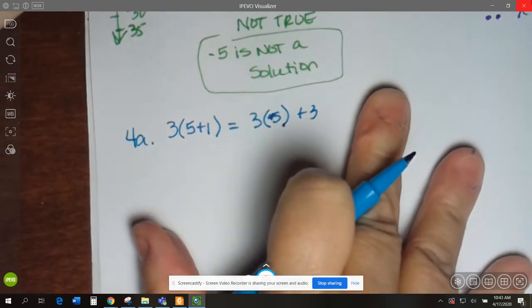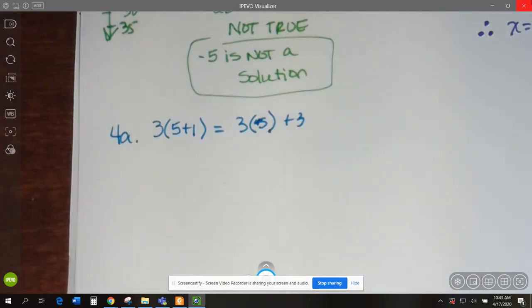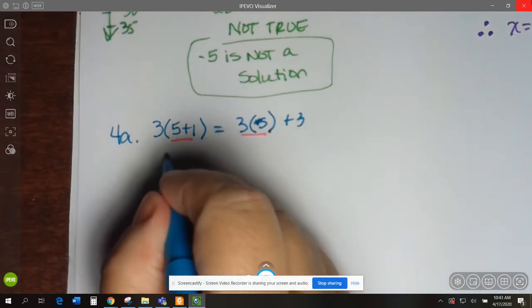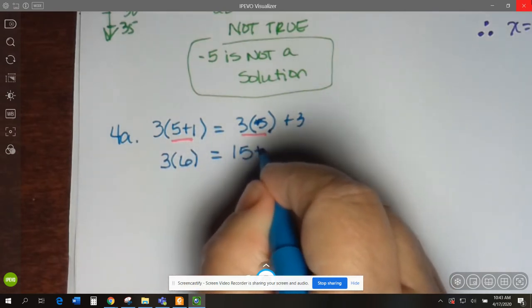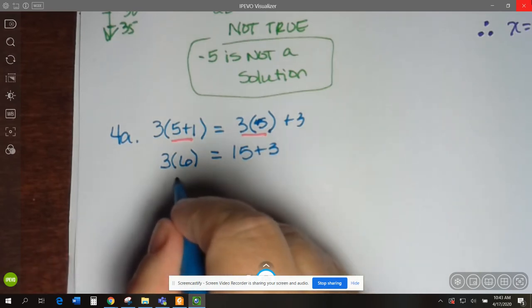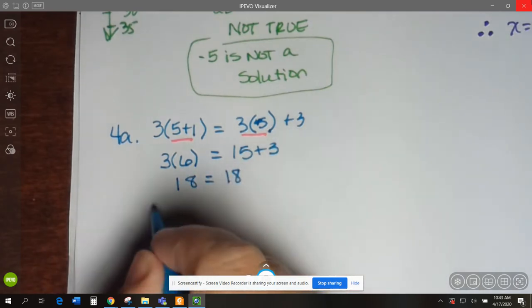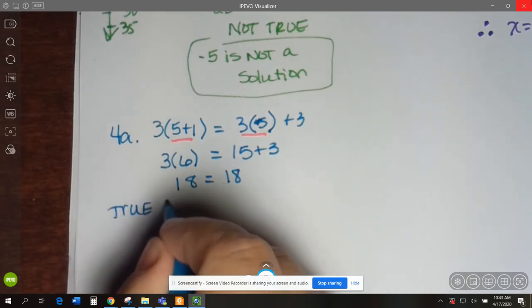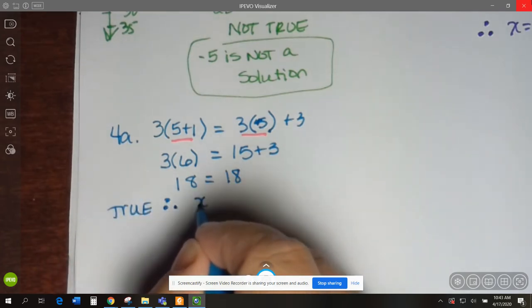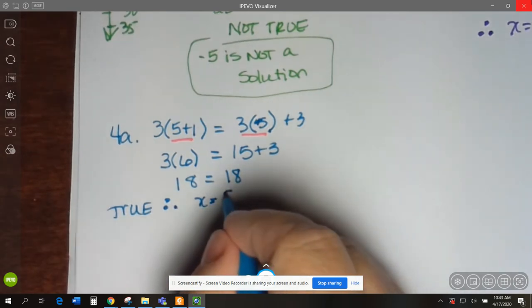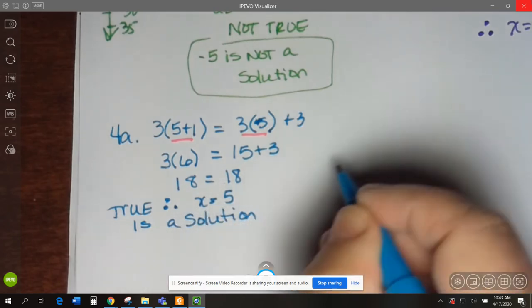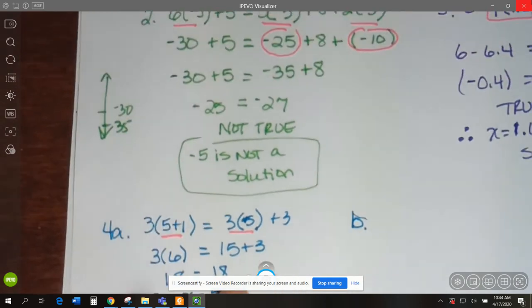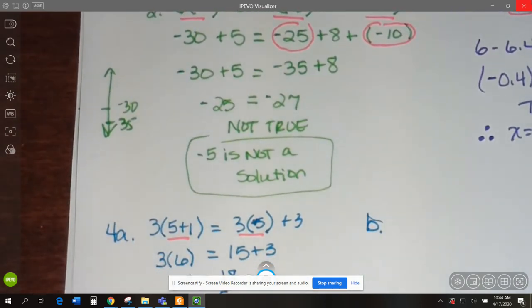Order of operations, I have to do this first, right? And here I have to do this first. Parentheses first, then multiplication. So I'm going to have 3 times 6, and this is going to be 18, and 15 plus 3, 18. 18 and 18, true. Therefore, x equals 5 is a solution. Let's go to B. Is -8 a solution for this?